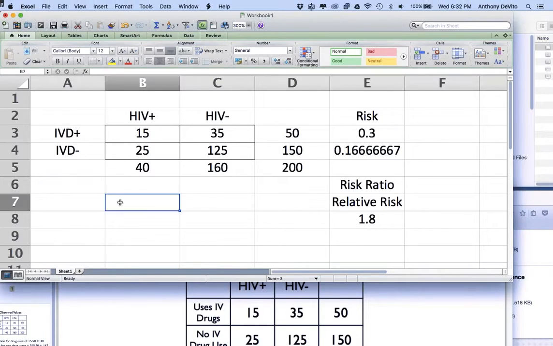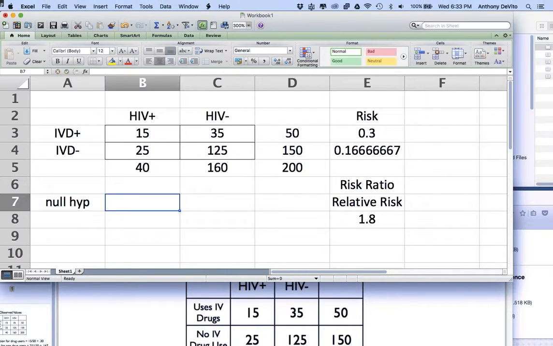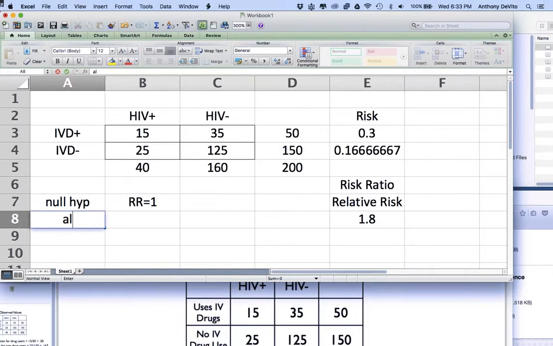Okay, so what's our hypothesis here? Our null hypothesis, right? What's our null hypothesis? That there's no association between the two of them. How can I say that in terms of relative risk? That means that the relative risk is equal to 1. No association means the relative risk is equal to 1. Our alternative hypothesis is that the relative risk is not equal to 1.